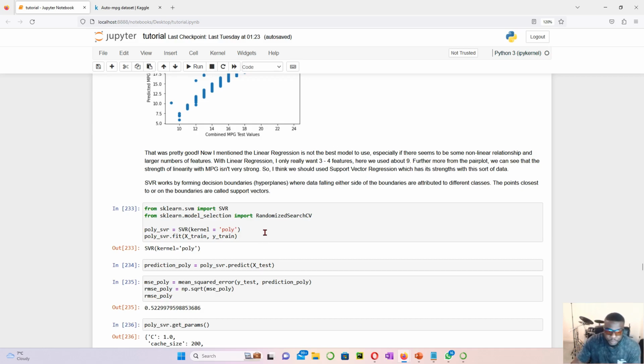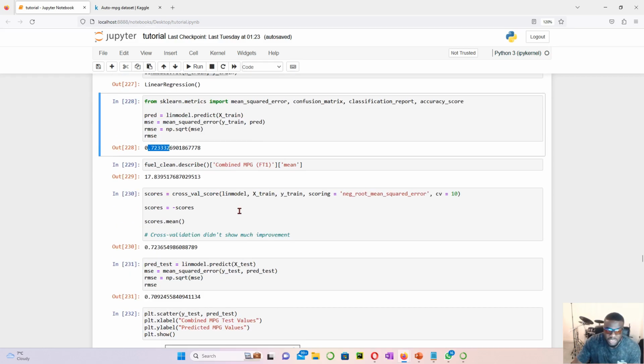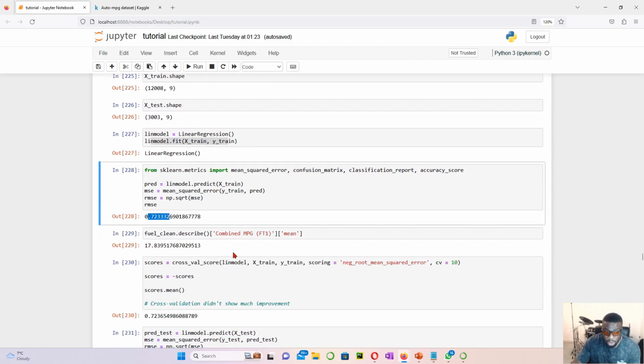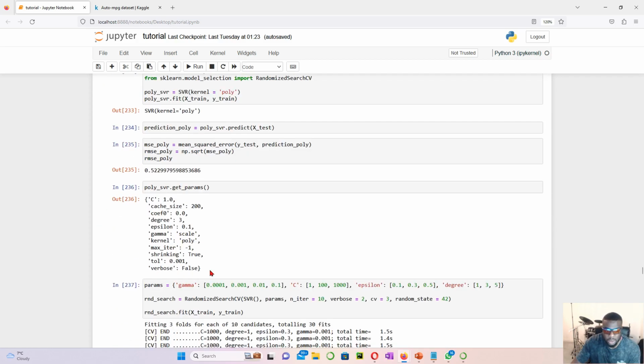So the same kind of principle here as with the linear regression, where I'm using the same train test split, and I'm fitting with the training data, looking at the RMSE on the training data, and then is it good, bad, whatever, and then using the model to predict the test data.